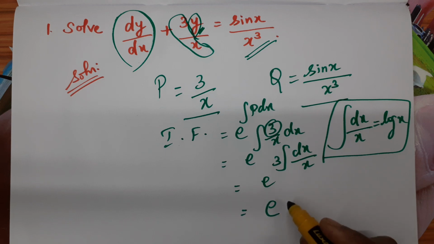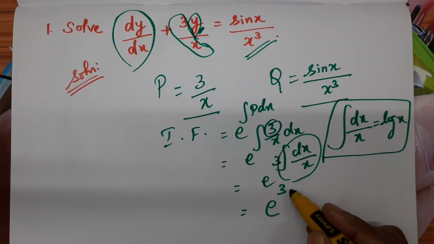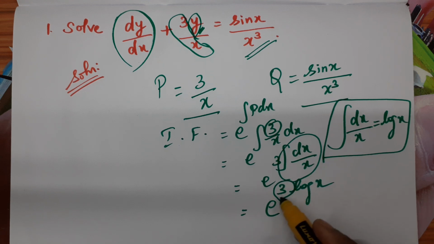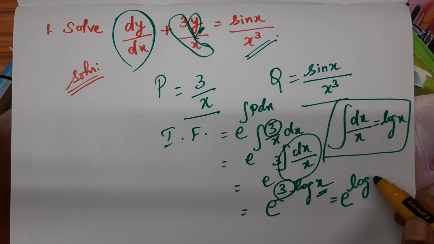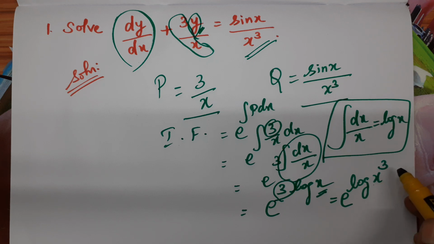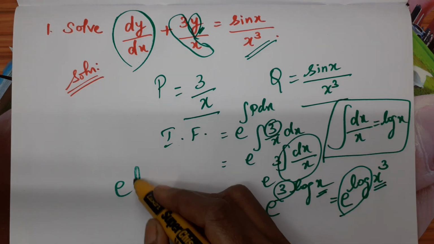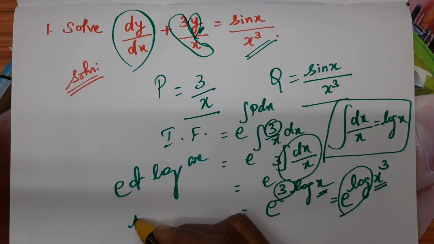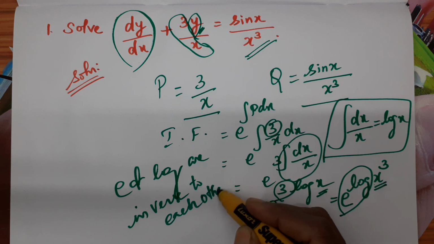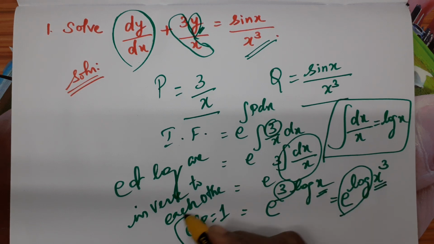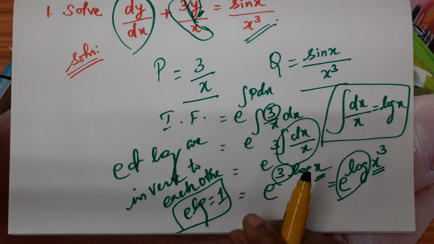So which is equal to e power 3 into log x. When we have a coefficient at the front of log, we can take that to the power of this term. So we can rewrite this as e power log of x to the power of 3, x cube. If we take it like this, we can cancel these two, since e and log are inverse to each other. E power log is equal to 1. Both will cancel among themselves.